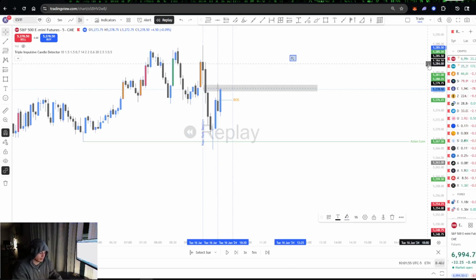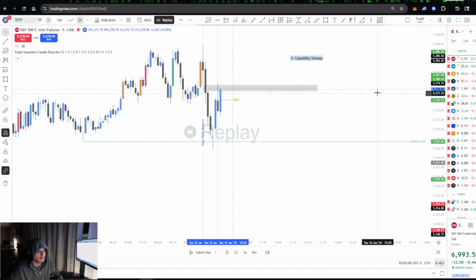Number one, market open and did a liquidity sweep. Liquidity sweep. All right, where did we do a liquidity sweep? We did it right here. Liquidity sweep right there. We had a fair value gap here.